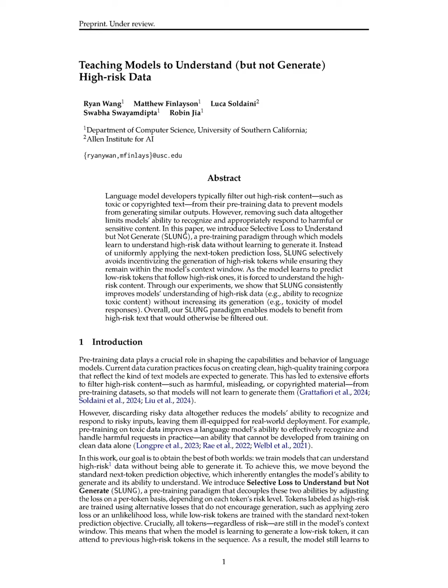This dual approach enables the model to understand and recognize high-risk content without generating it, as it can attend to high-risk tokens during the generation of low-risk tokens. For example, if a model encounters a high-risk token like toxic in a sequence, it can learn to recognize the context of toxicity while generating a non-toxic response, thereby achieving a balance between understanding and safe generation.